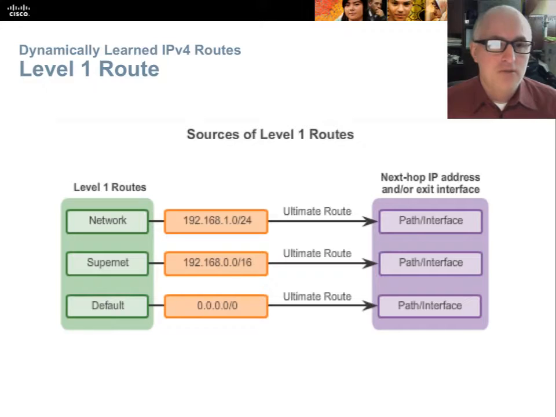Level one route. So your level one routes have a network, subnet, or default route. And then if they have the next hop address or exit interface, they become an ultimate route. See that?